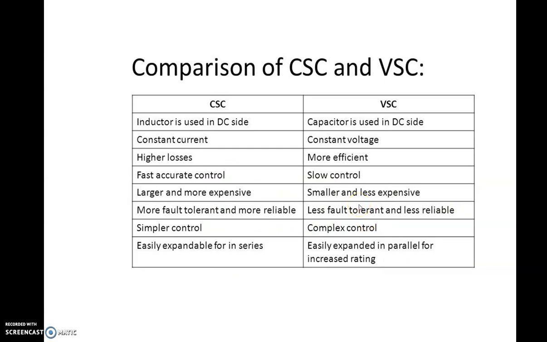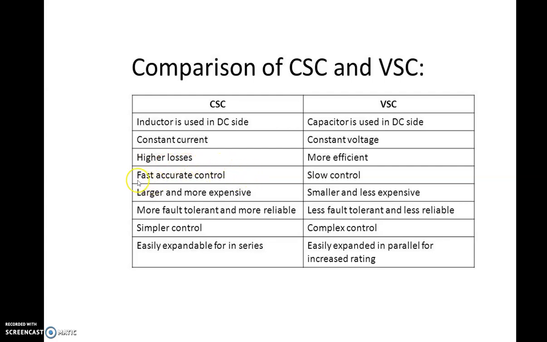So here is a short comparison of the current source converter and the voltage source converter. The inductor is used on the DC side in a current source converter. Here a capacitor is used in the voltage source converter. Current source converter is basically a constant current kind of converter, whereas voltage source converter is a constant voltage kind of converter. The losses in current source converters are higher because there is a large inductor. Voltage source converter is more efficient.